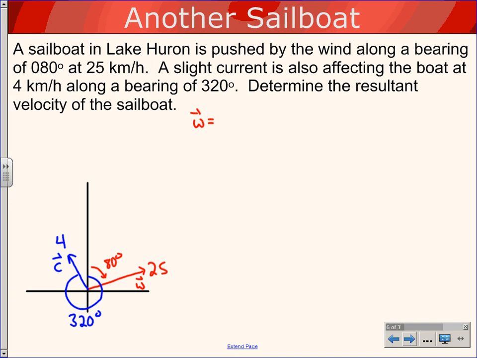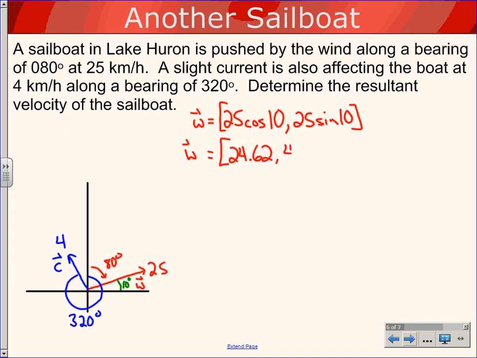I want to get vector W in Cartesian form. So that should be the magnitude of vector W, which is 25, I think, right? Yep, 25 times cos of the angle. Now that's the angle in standard position, right? So standard position would be right there. That's just 10 degrees. So 25 cos 10 and 25 sine 10 will give us vector W. And it should be much further to the right than it was up. Sure enough, there's vector W.